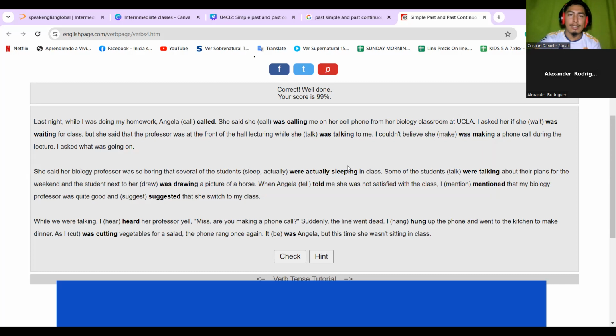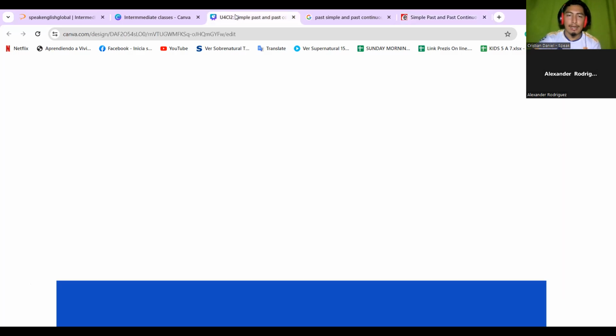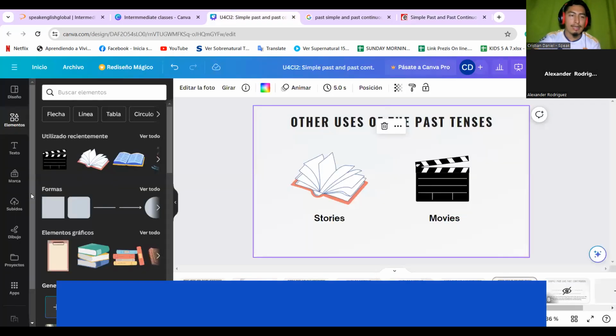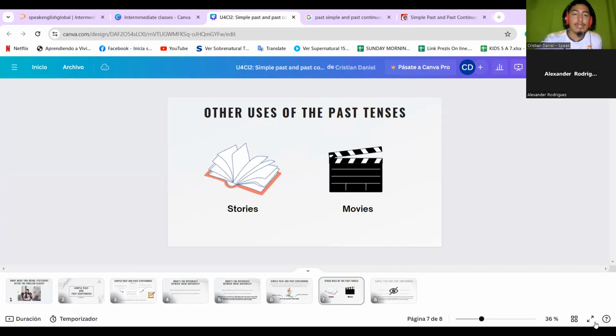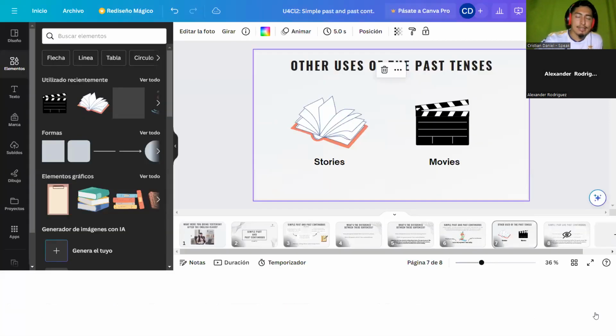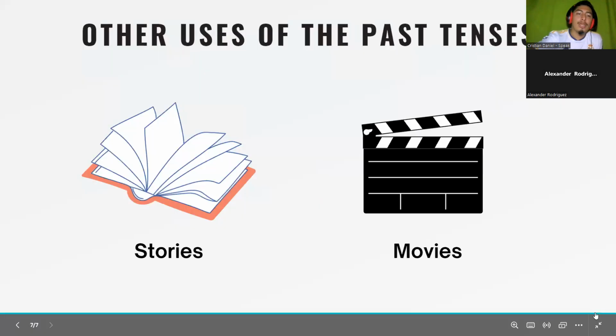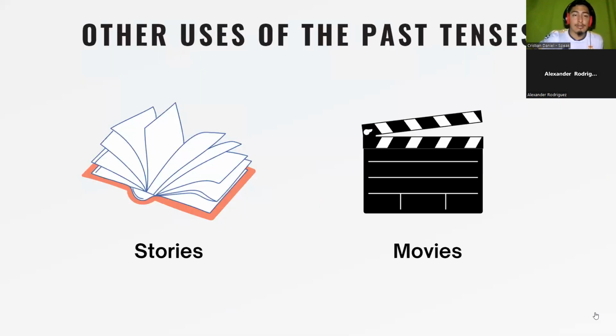So thank you for joining this time and for completing the activity that we had in this opportunity. As you remember, or as you could see, this is a story, okay? Remember that when we are talking about stories, we need to use the past tenses. That's why in this exercise, as you could see, we use a simple past and past continuous.